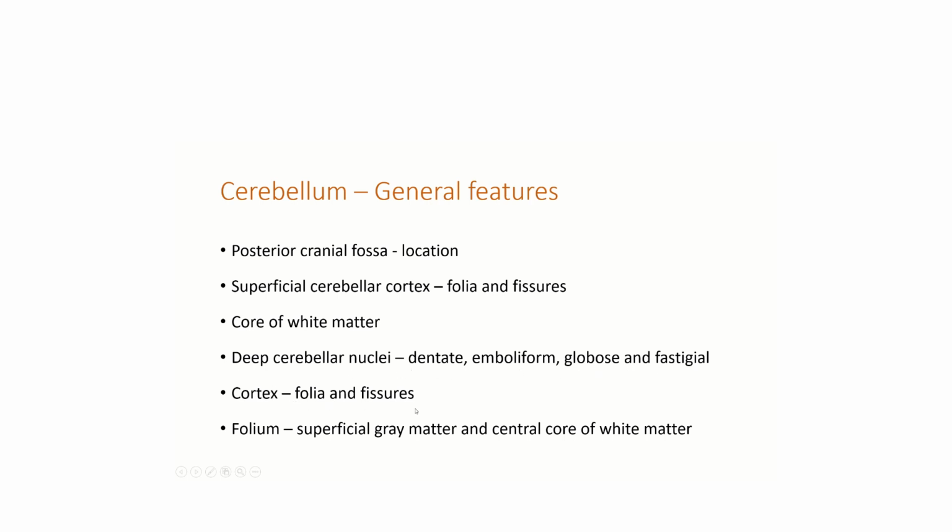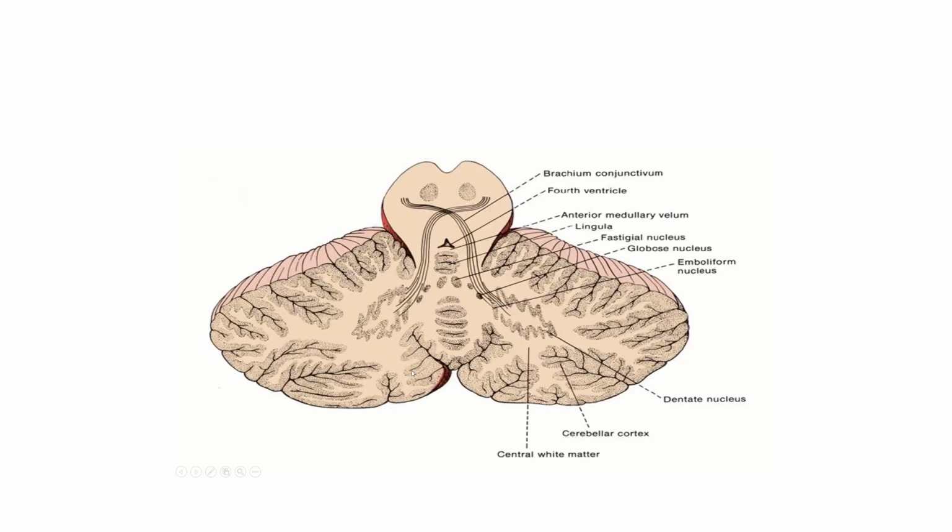Cortex is thrown into folia and fissures. Each folium has a superficial gray matter and a central core of white matter. You can see this is the cerebellar cortex, which is thrown into folia and fissures. So these are the folia separated by fissures. You can see here this is the peripheral gray matter, which is the cerebellar cortex, and you can see the core of white matter in each folium.